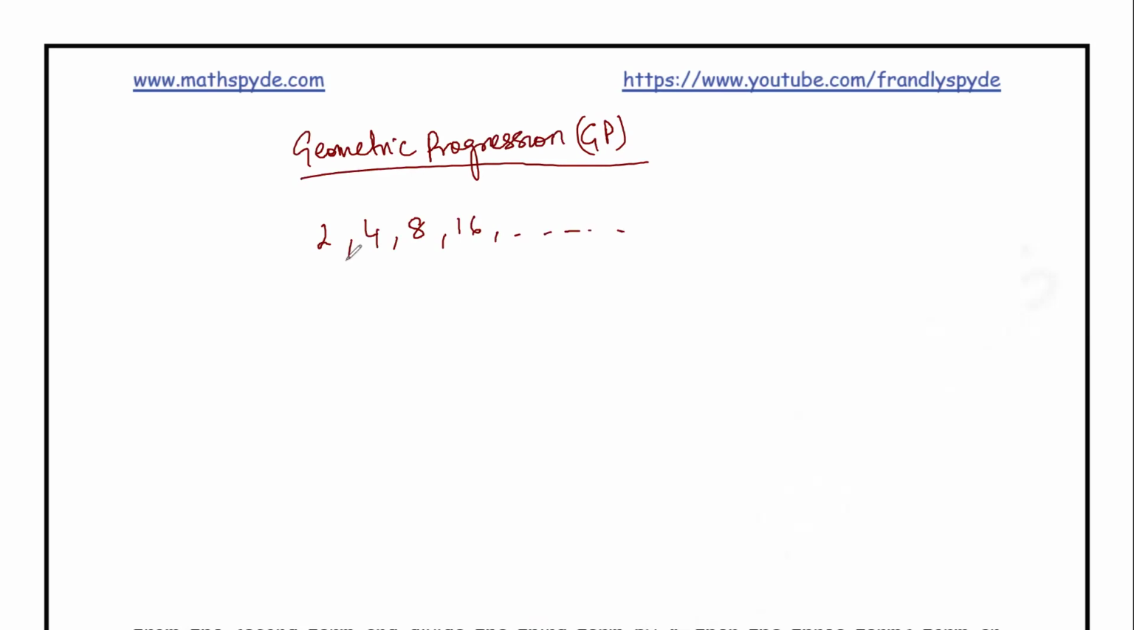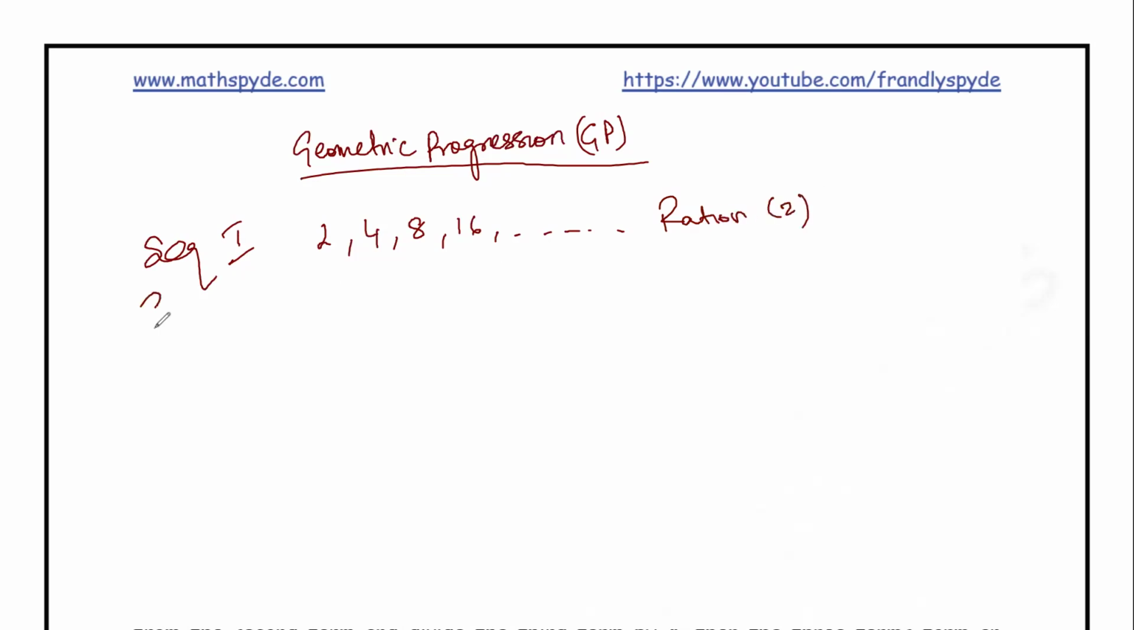So if you see, there's a multiplier 2. So every other term I get by multiplying 2 to it, like 2 to the 4, 4 to the 8, 8 to the 16, and so on. So there's no constant difference. There's a constant ratio, or you can say a constant multiplier between any two successive terms. So clearly in this sequence, the ratio is 2.